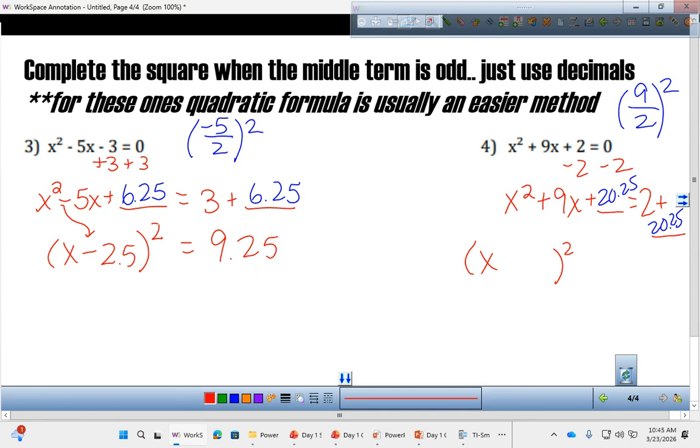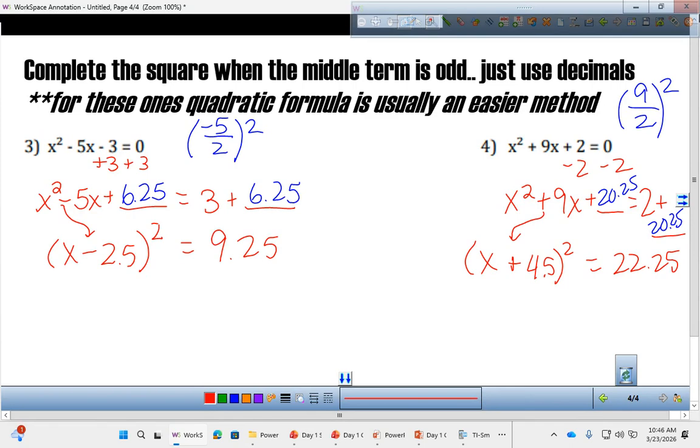So to figure out what the number is that goes here, this symbol stays the same. And this number is what I split that 9 up into. I split it up into 4.5 and 4.5. So this number is half of 9. If you were to write out x plus 4.5, x plus 4.5, and multiply it all out, you'd end up right back here. So we're just factoring that trinomial. And then the right-hand side is 22.25, because I'm just adding those two numbers together. And this is a completed square.